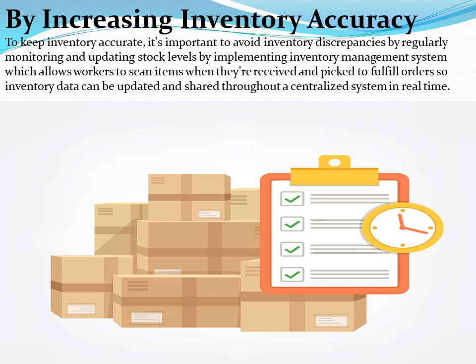By increasing inventory accuracy. To keep inventory accurate, it's important to avoid inventory discrepancies by regularly monitoring and updating stock levels, by implementing an inventory management system which allows workers to scan items when they're received and picked to fulfill orders, so inventory data can be updated and shared throughout a centralized system in real time.